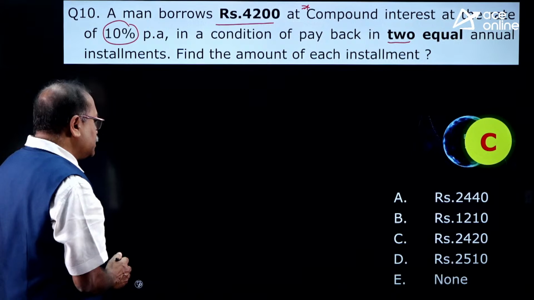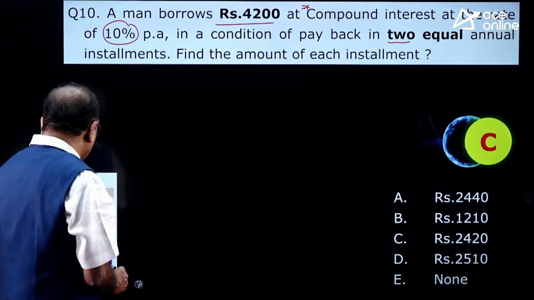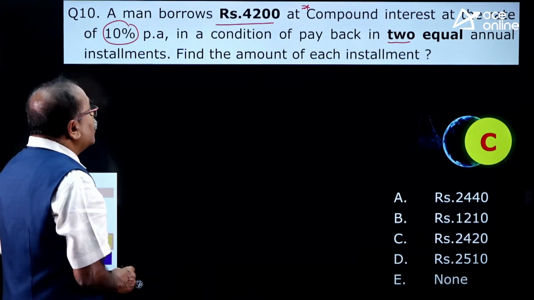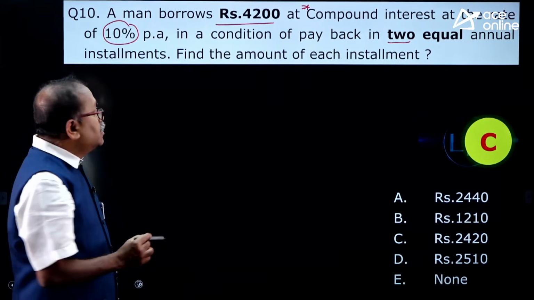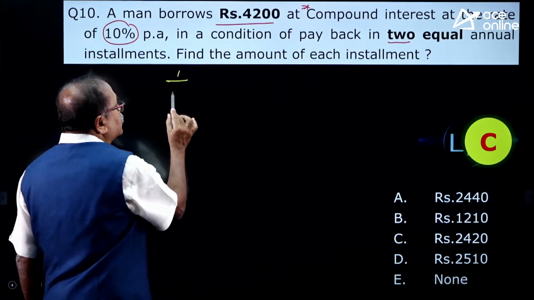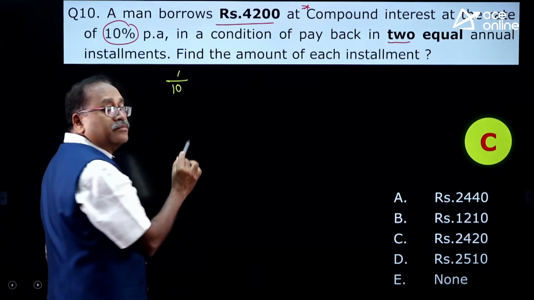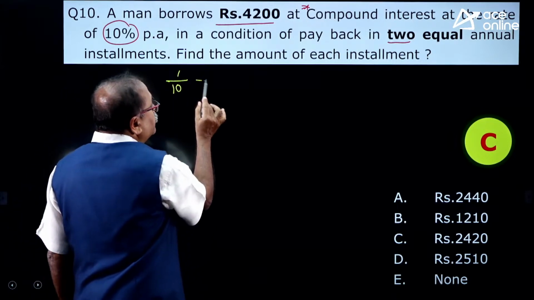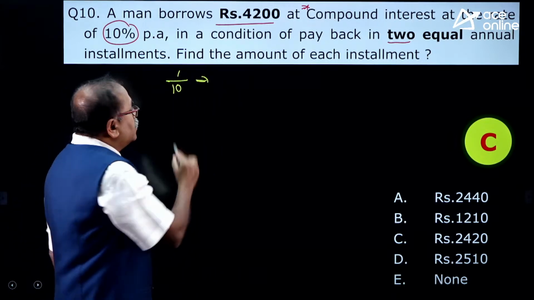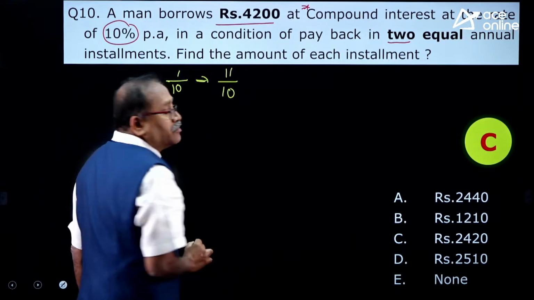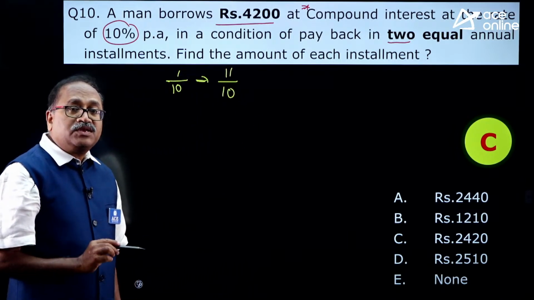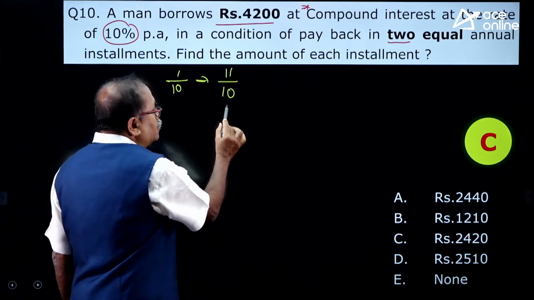Let me see how it is possible. How do we find out in this case? What is the rate of interest? 10%. So 10% as a fraction is nothing but 1 by 10. So what will be the amount by principal? So that is 10 plus 1 is 11 by 10. Am I right?